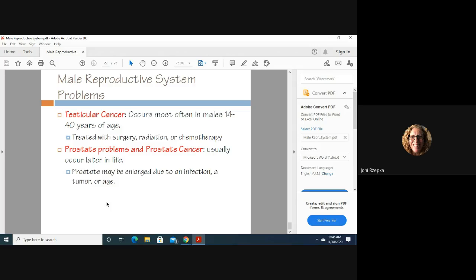There are prostate problems and prostate cancers that occur usually later in life. Your prostate can enlarge due to infection, a tumor, or just by your age. So these are things that you should be concerned with throughout your life. And hopefully this isn't the first time of you hearing this, but if it is, now these are some things that you need to do to take care of yourself.